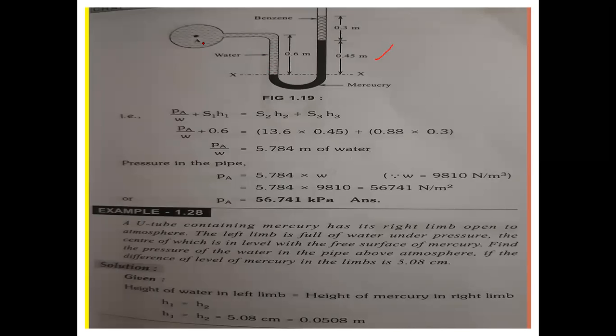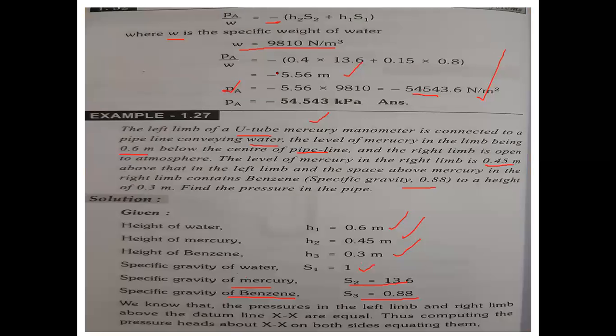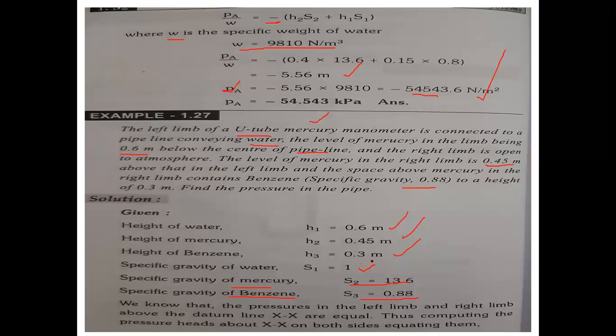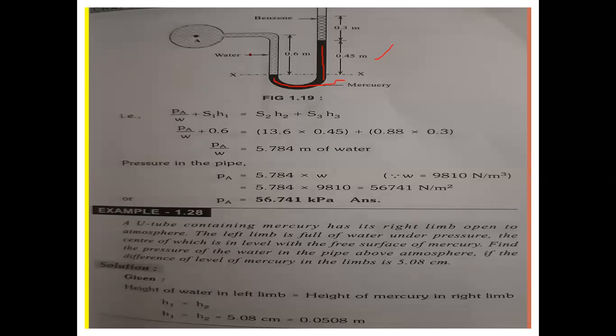Now up to this level, up to the datum line XX, this glass pipe is filled with water. Okay? The water height is equal to 0.6. Next, after this datum line XX, the mercury is flowing to a certain level, to a certain height. So what is the height of the mercury H2? The height of the mercury H2 is equal to 0.45 meters.